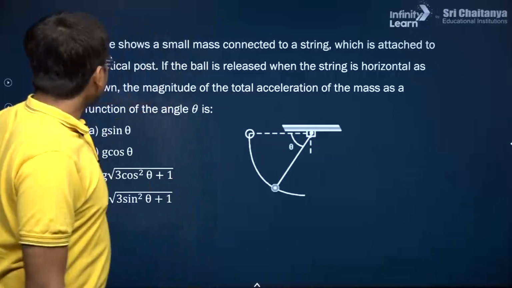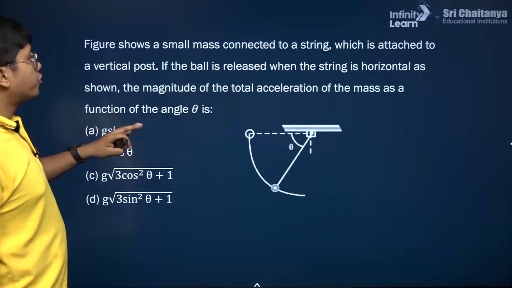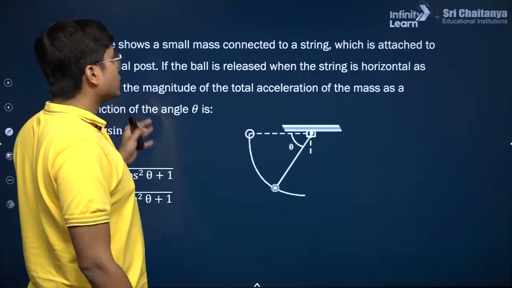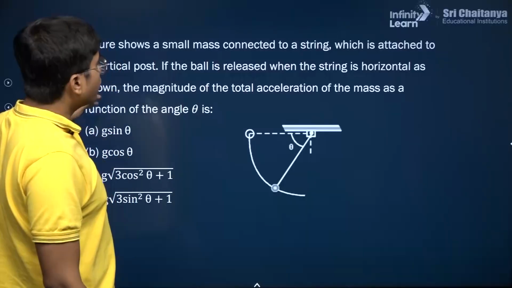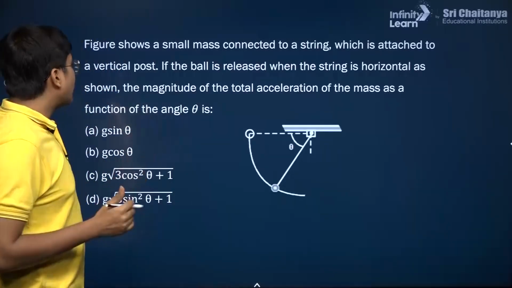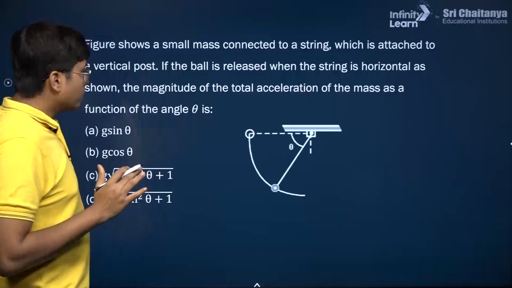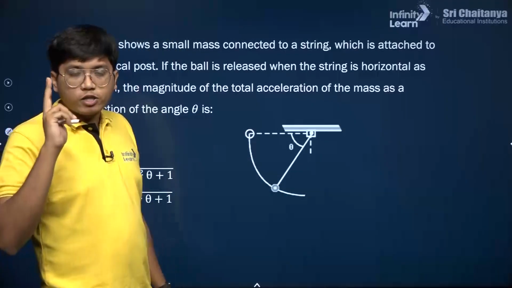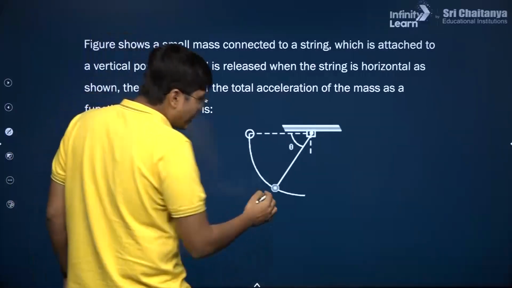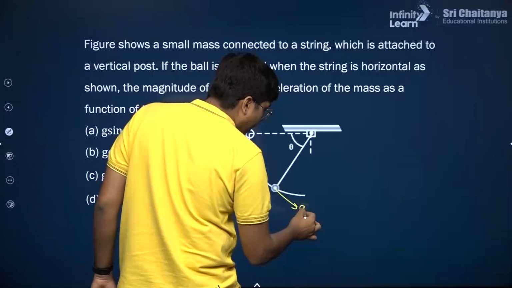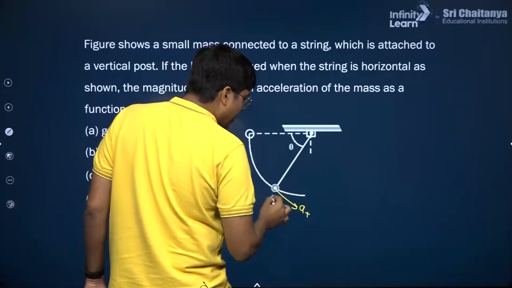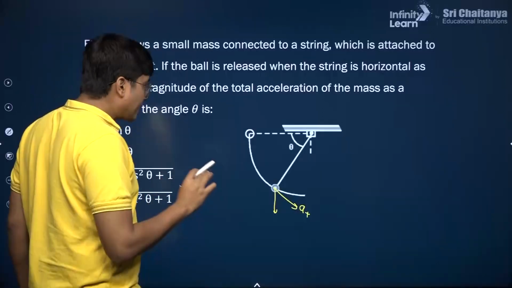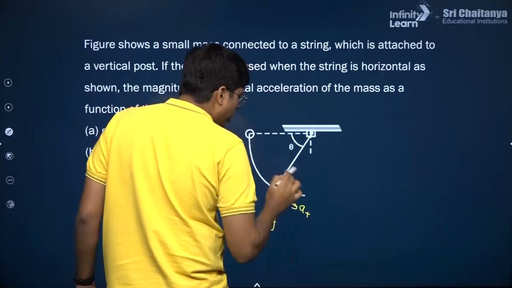This question here says that the figure shows a small mass connected to a string which is attached to a vertical post. If the ball is released when the string is horizontal as shown, the magnitude of total acceleration of the mass as a function of the angle theta is. So over here it's coming down, and at this point there are actually two accelerations. One is the tangential acceleration a_t, and this tangential acceleration comes about because of the acceleration due to gravity itself.